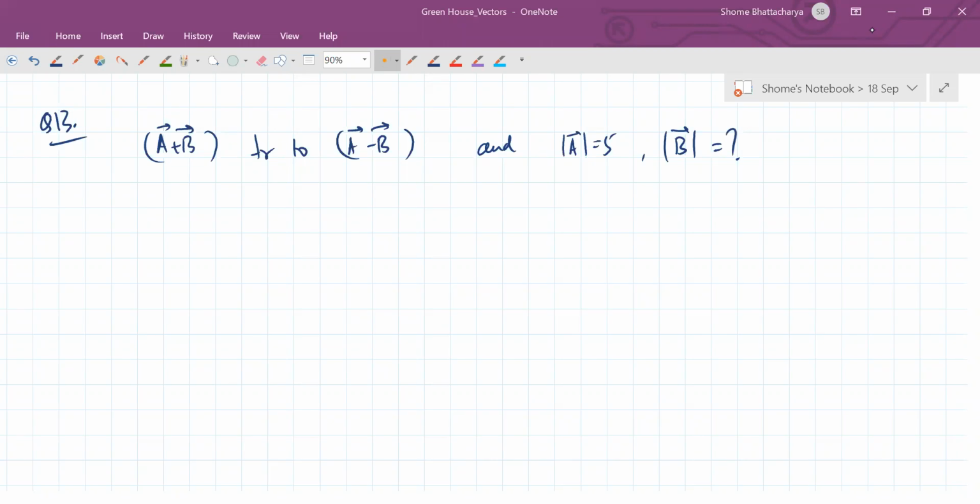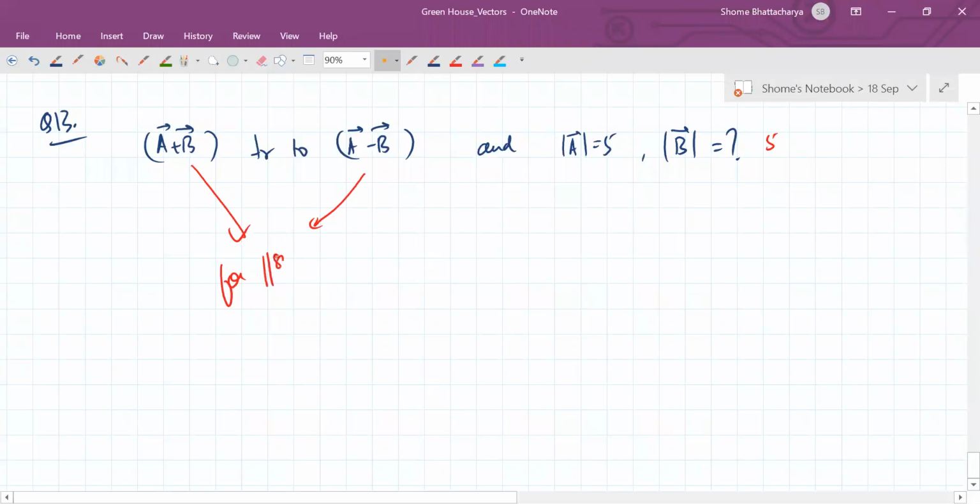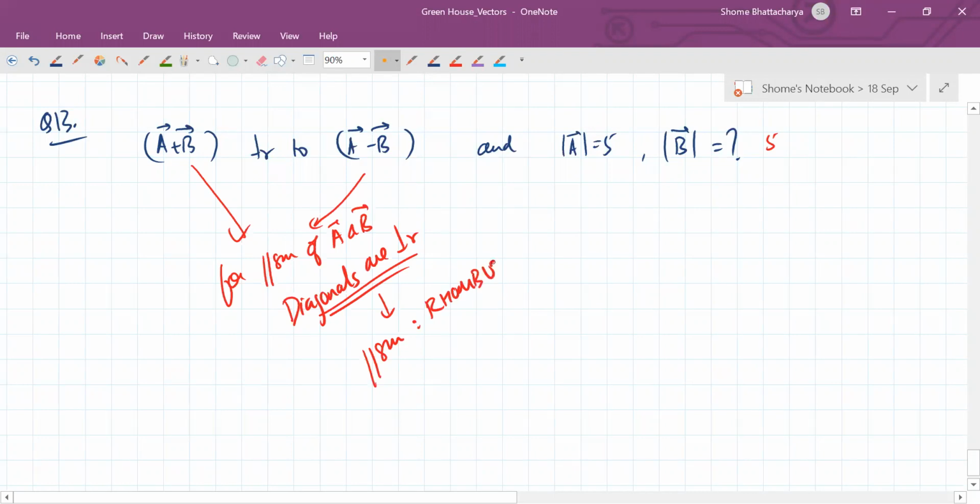Yeah, very good. Yes, that is correct. Diya, that's correct. Very good. So how do you know directly that it's 5? Without doing any calculation, how can you tell that this should be 5? Because it's the rhombus. Very good. Okay. So if these are perpendicular to each other, that means for the parallelogram of A and B, the diagonals are perpendicular. So that means the parallelogram is in fact a rhombus. So this is the easiest way of doing this question.